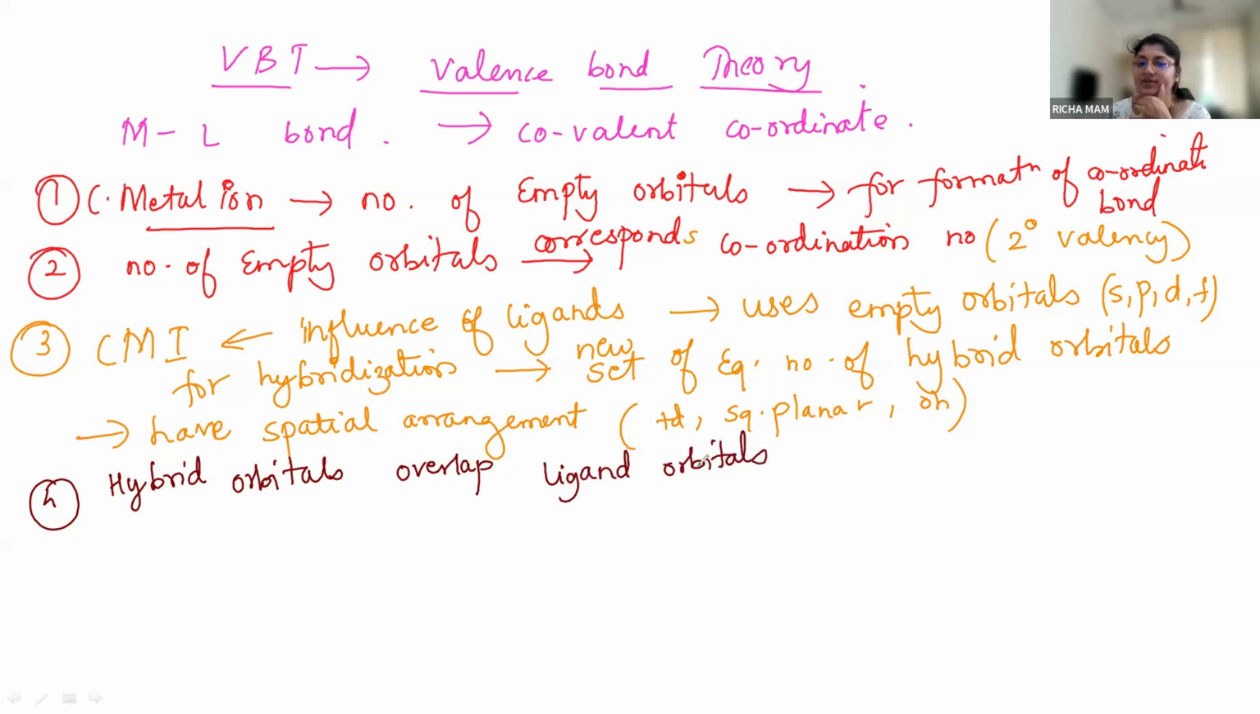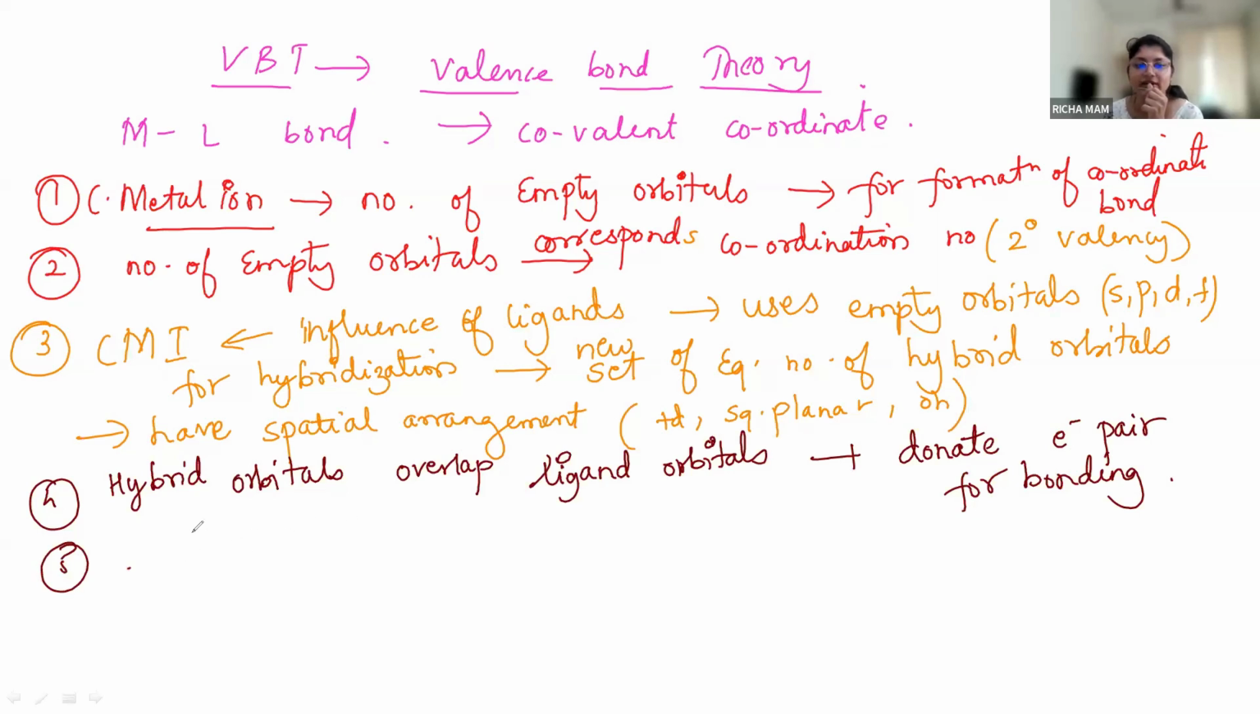So when the ligand is entering the home of the metal ion, it also has its luggage with it, right? Whatever empty space is given by the metal is occupied by the ligand's luggage. So the ligand orbitals also overlap with the hybrid orbitals, and the ligand will donate an electron pair for bonding.